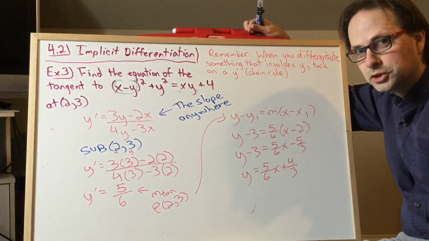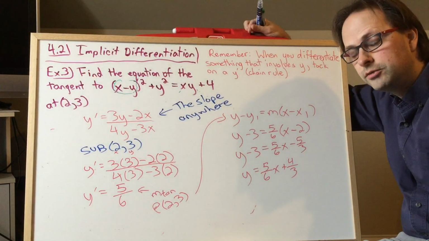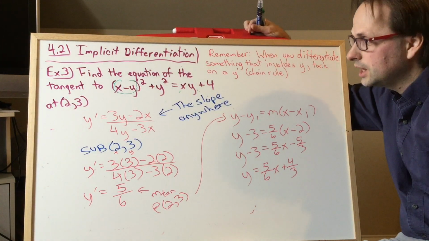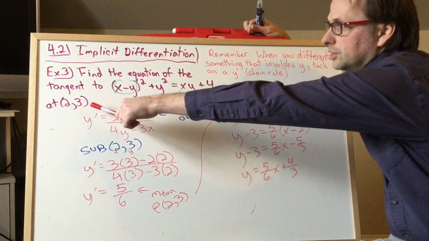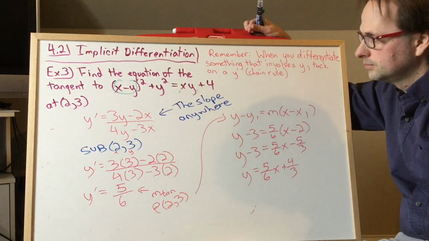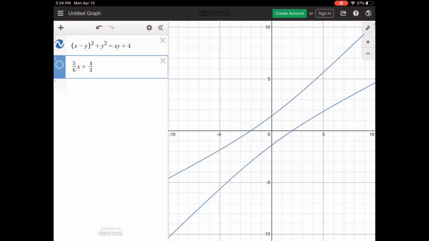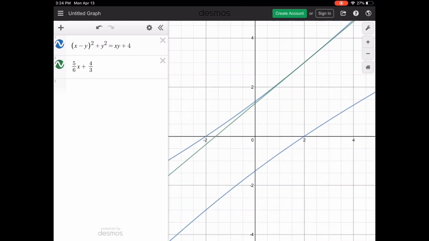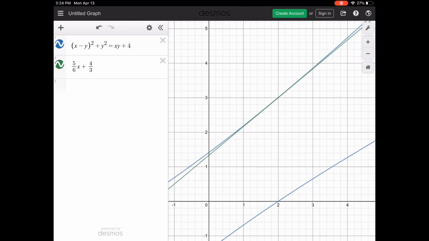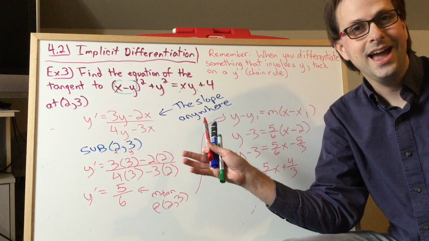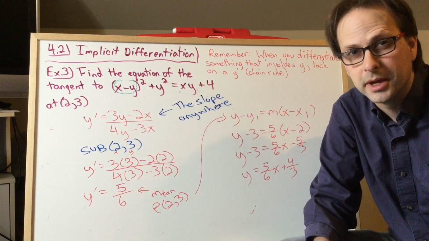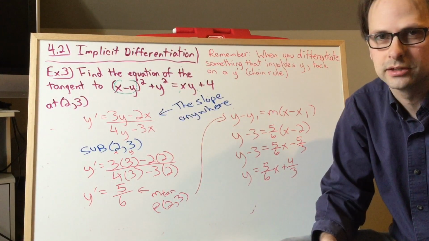Now here's the moment of truth. Let's head over to Desmos and see if it really does look like the tangent to this relation at this point. Fingers crossed. Yay! We got some graphical confirmation that what we did was correct.